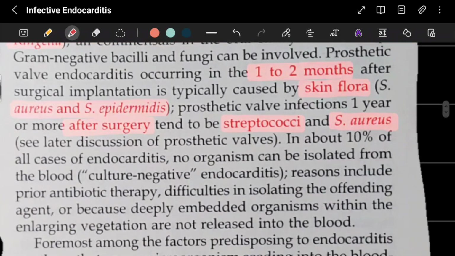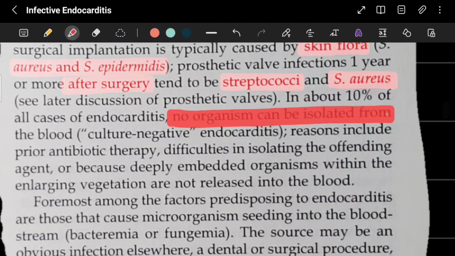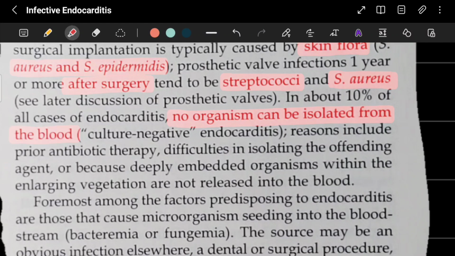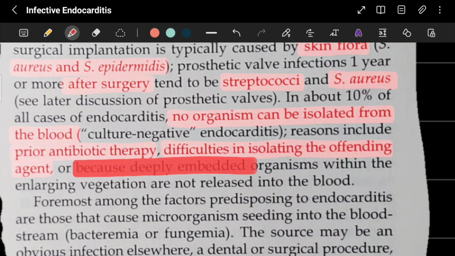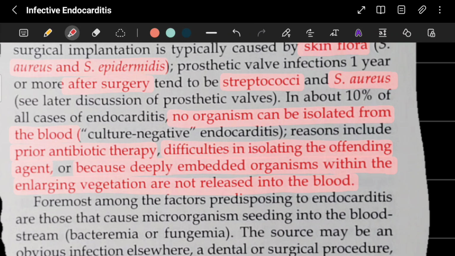In about 10% of all cases of endocarditis, no organism can be isolated from the blood. This is culture negative endocarditis. Reasons include prior antibiotic therapy, difficulties in isolating the offending agent, or because deeply embedded organisms within the enlarging vegetations are not released into the blood.